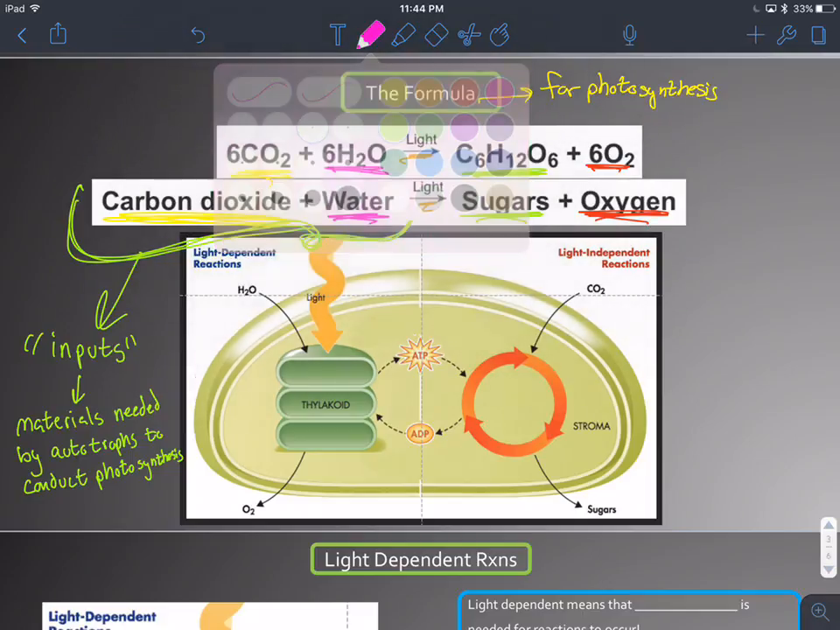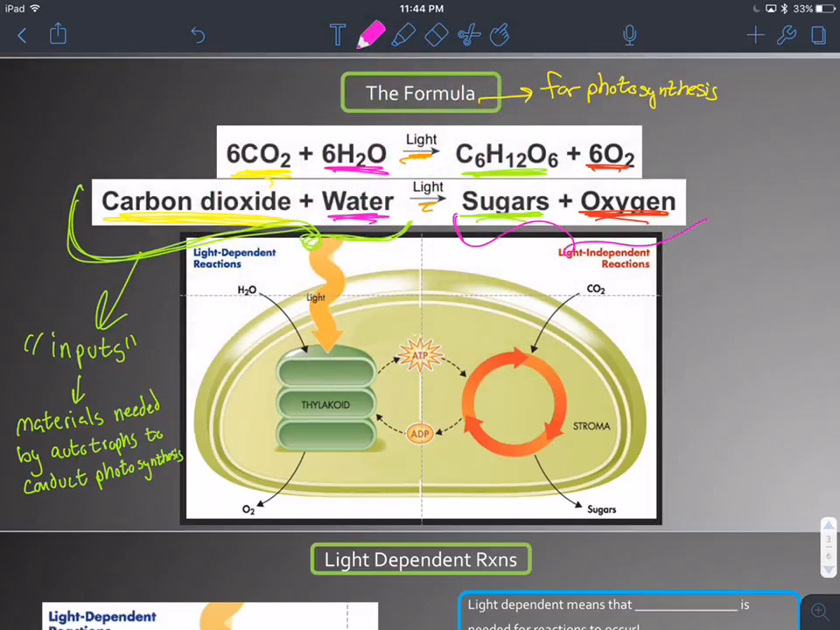Now, similarly, over here on the right, the sugar and oxygen that we produce, these are called outputs. And what outputs are is basically what is produced. So the inputs are the materials that are put in and are necessary for photosynthesis. The outputs are the materials that are produced by photosynthesis.